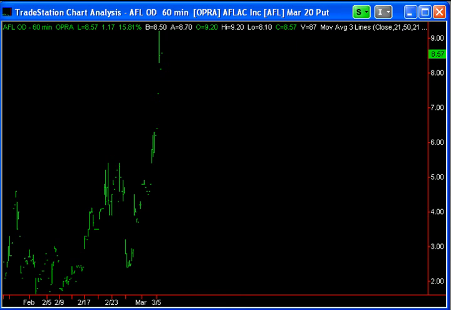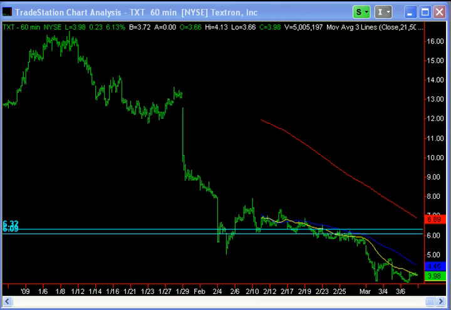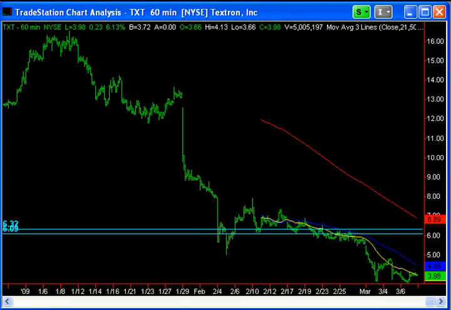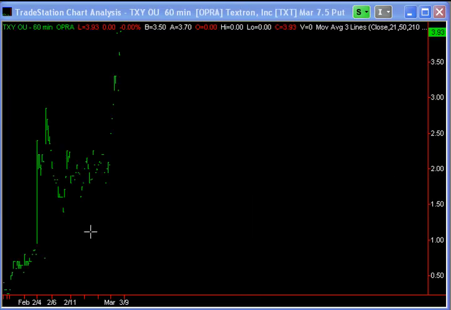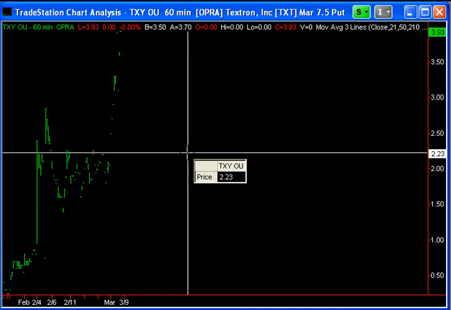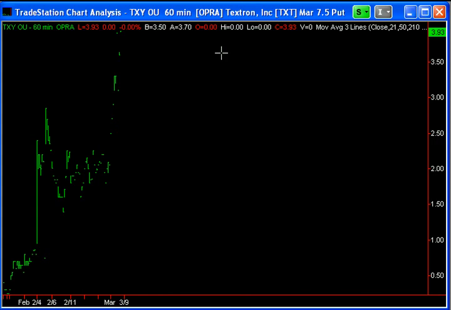Now you can do them on more. We can do CVT, right? Is that the one? No, that didn't work. Let's do TXT. I'll show you another example. TXT broke around the 2/24 from the $6 level. So we'll use this one. And you can see how the option went from the 2.20 all the way up to the 3.88 level, which is of course a tremendous type of move on these options.